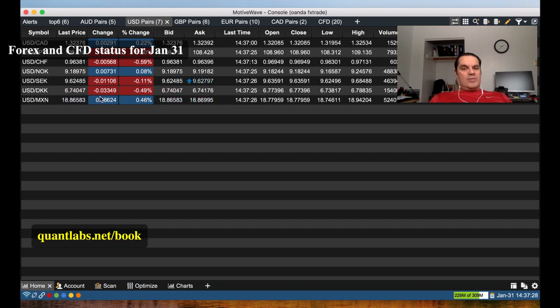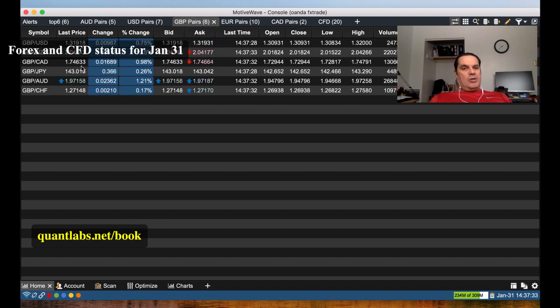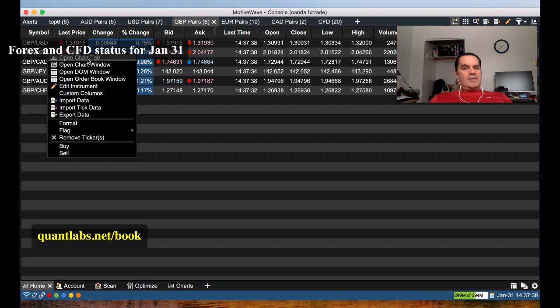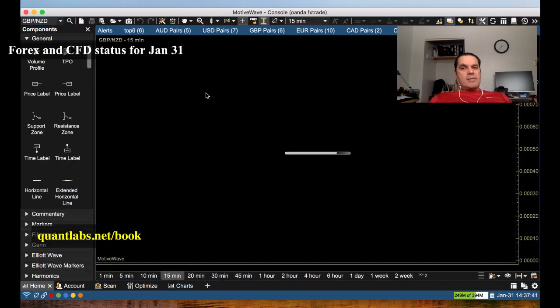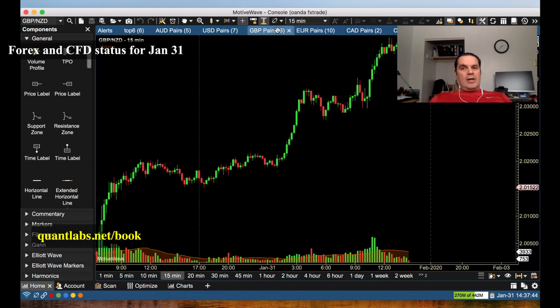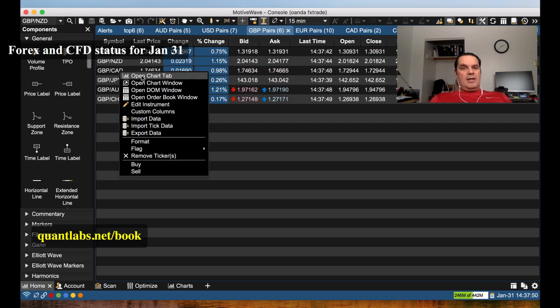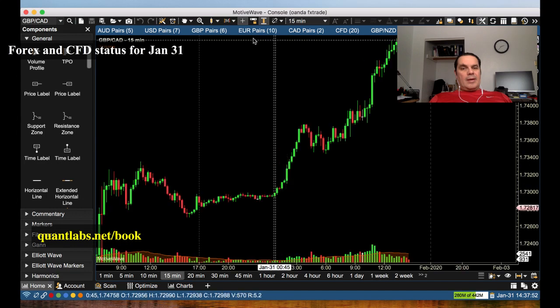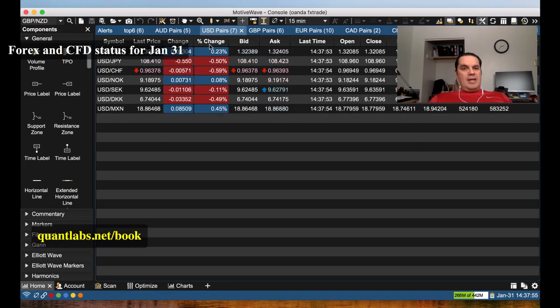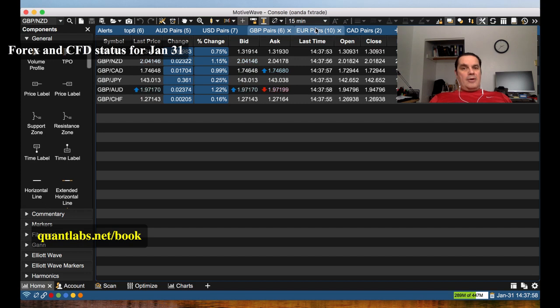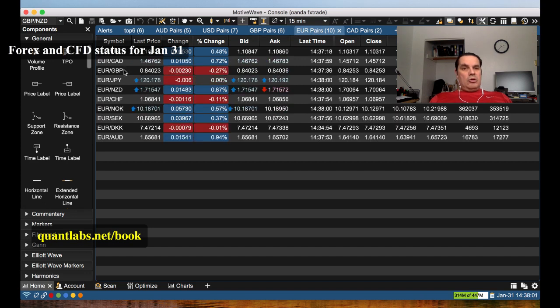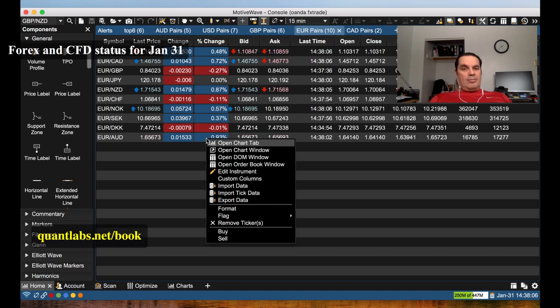US dollar, US Mexico looks good, but again, the spread, British is probably your best bet right now. You have the British pound against the New Zealand dollar. We'll open that. Also, we have the British pound against the Canadian dollar. And then, if I'm not mistaken, we should have under euro against the Australian dollar. That's looking pretty good.